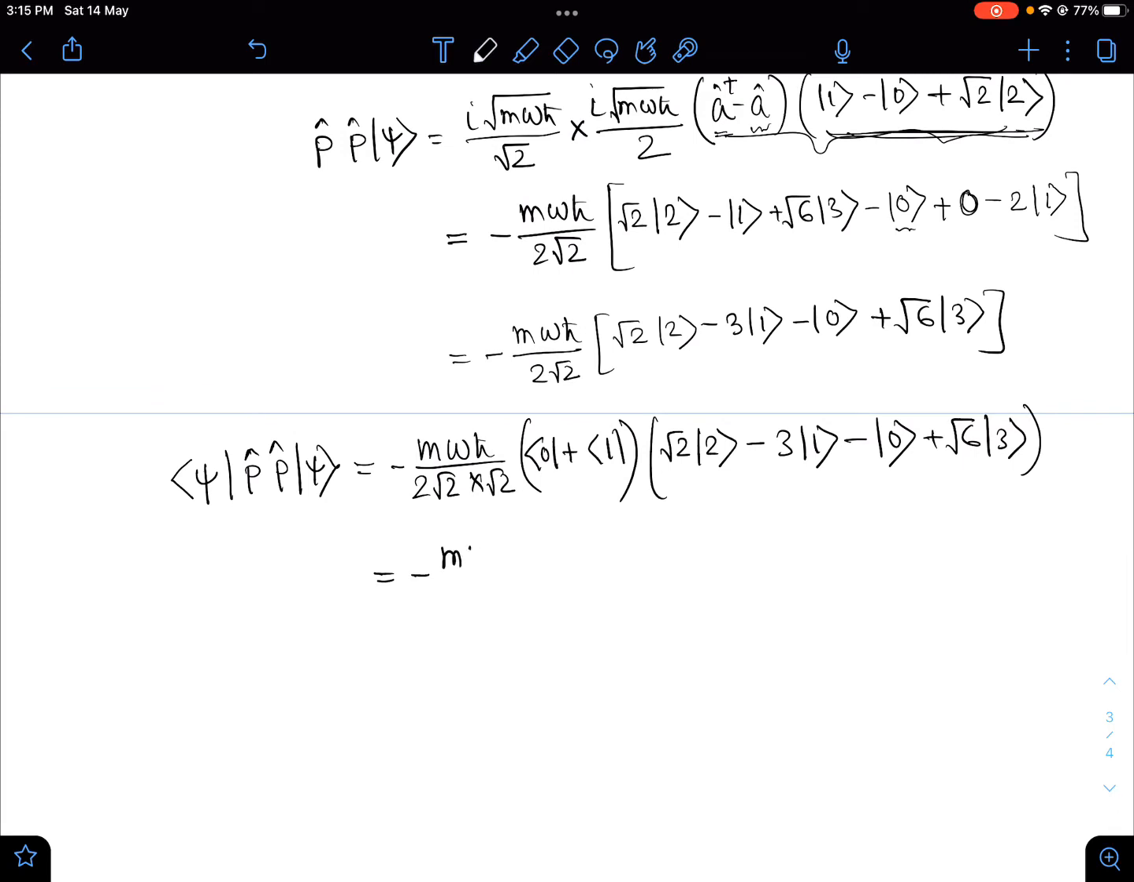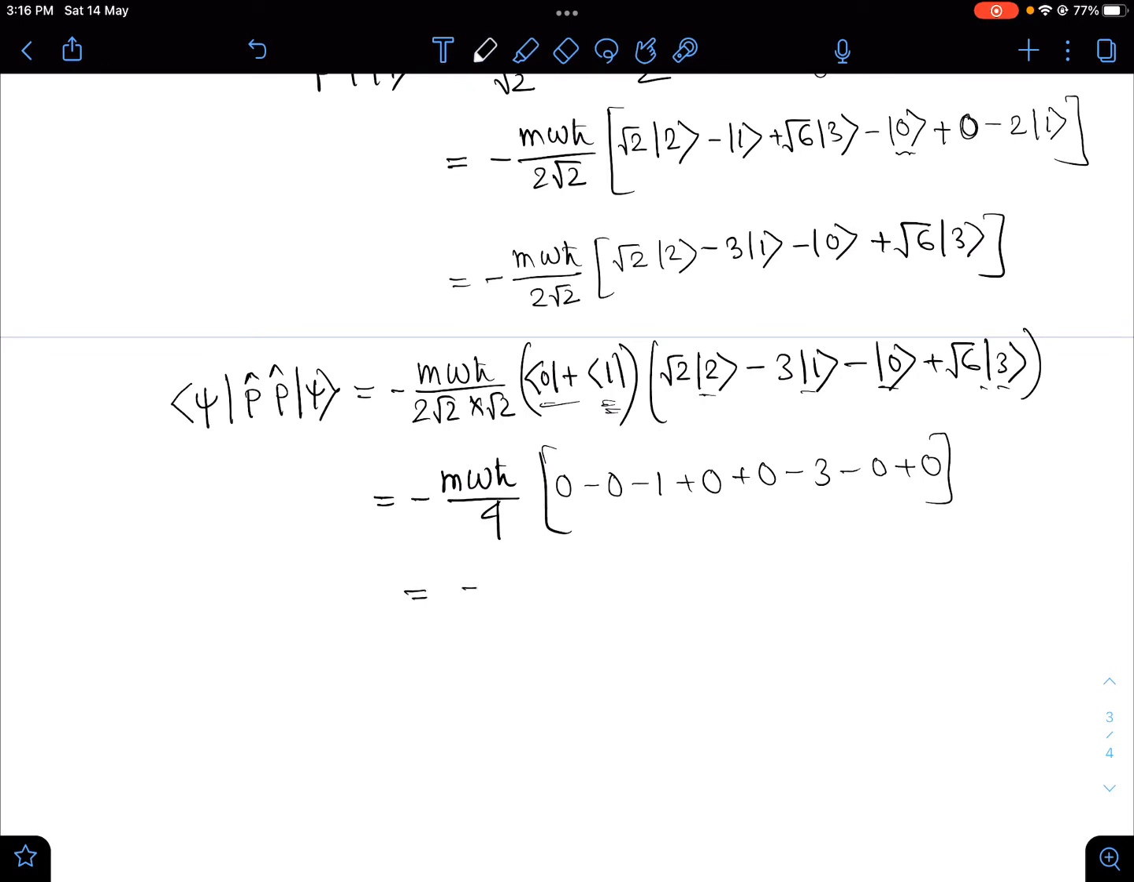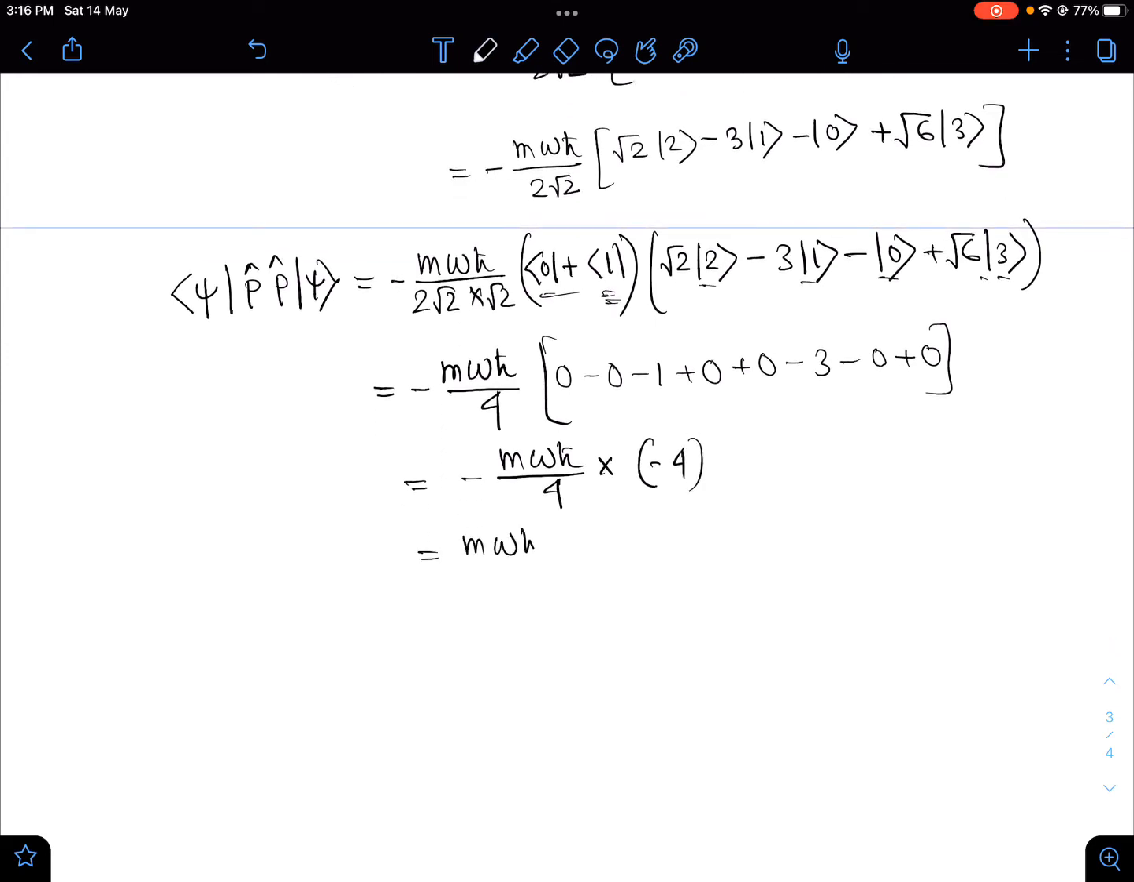So just simplify this one. Again, using the orthonormality condition, the first term will be 0, the second term will also be 0, the third term will give us minus 1, and the fourth term will give us 0. And here the first term will give us 0, the second one will give us minus 3, the third one will give us 0, and the fourth one will also give us 0. So what are we getting here? We are getting minus m omega h cut by 4 multiplied with minus 4. So we are getting m omega h cut.